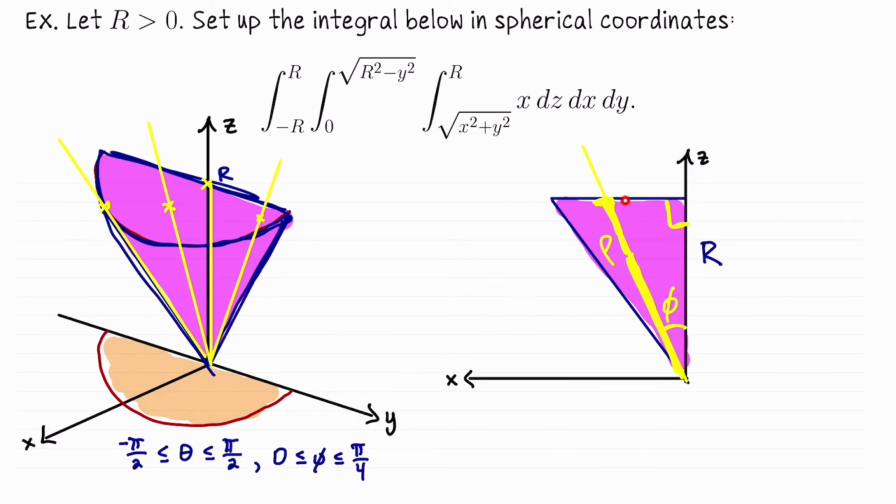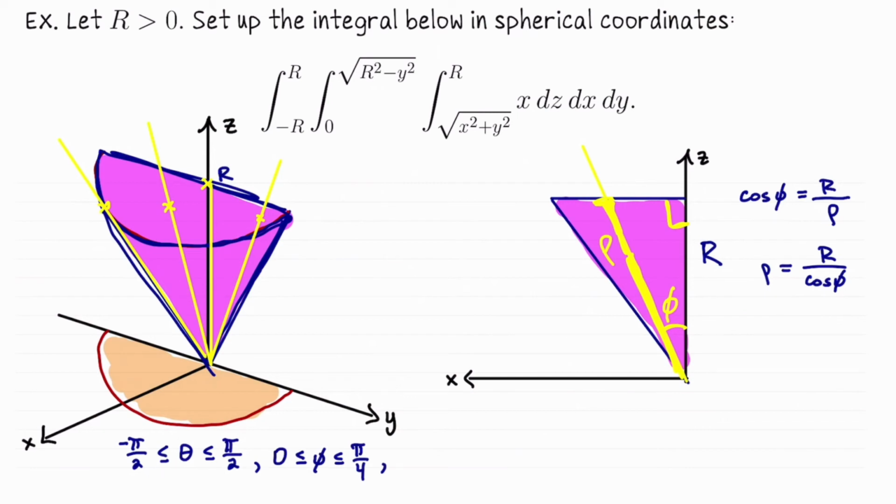I could start trying to fill in other pieces of information about this triangle, but this is all I need. Because with this angle, this adjacent side, and this hypotenuse, I can write down a cosine statement. So in particular, cosine phi equals adjacent over hypotenuse. So that tells me that the maximum value of rho is a function of phi. It's r over cosine phi. Or if you prefer, you could write r secant phi.